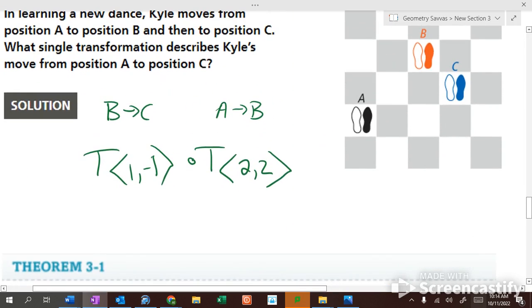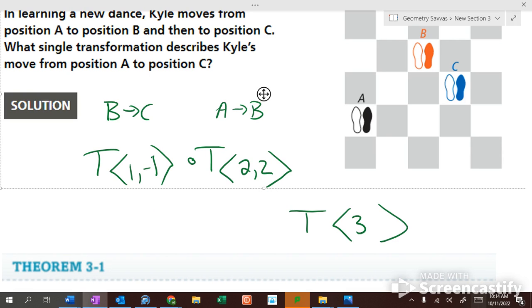Okay, so if we would add these together, what's the final translation that actually occurs? Well, what's 1 plus 2? 3. What's -1 plus 2? 1. So in the end, really, they went 3 over and 1 up. Okay? So when you have a composition of transformations, you can just add them to get the final result. But if they want them as a composition of transformations, you write them separately.